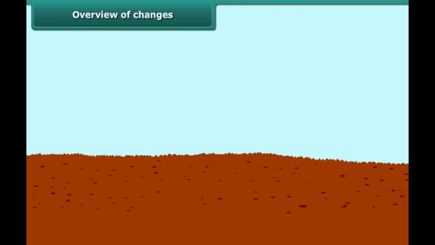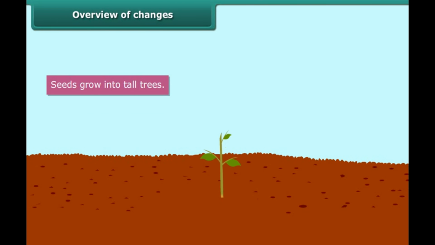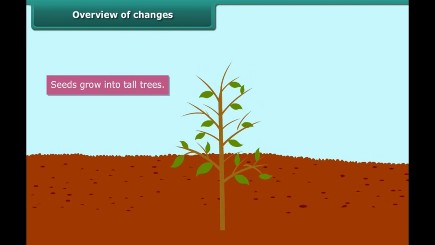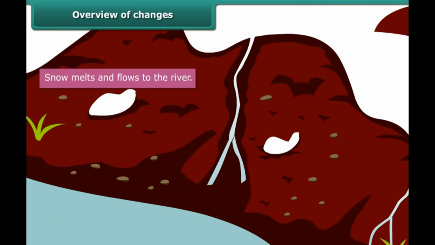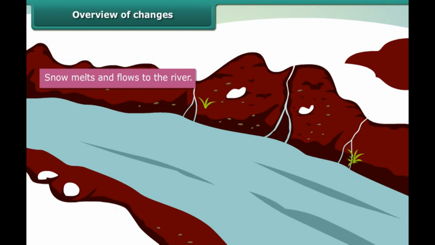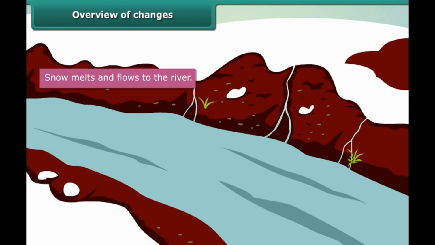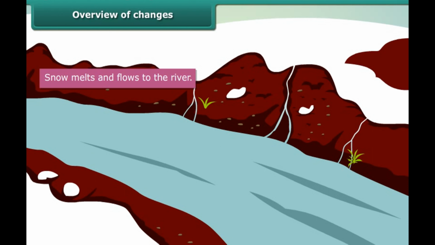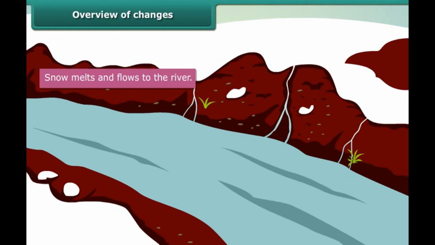Overview of changes. Have you noticed how seeds grow into trees? Another point to notice is how snow melts and the water flows to the river. How does this happen? These are changes that are taking place around us all the time.